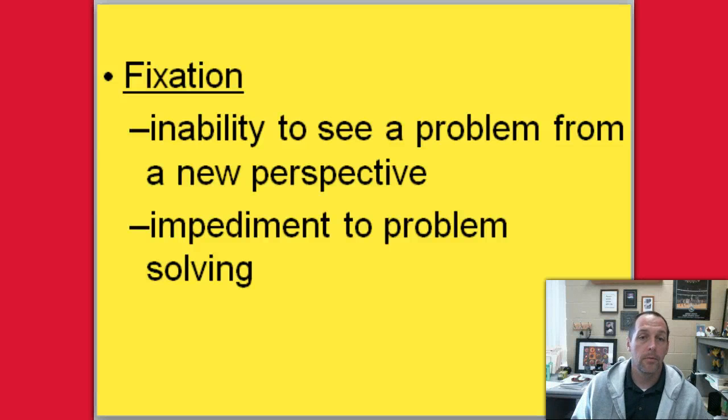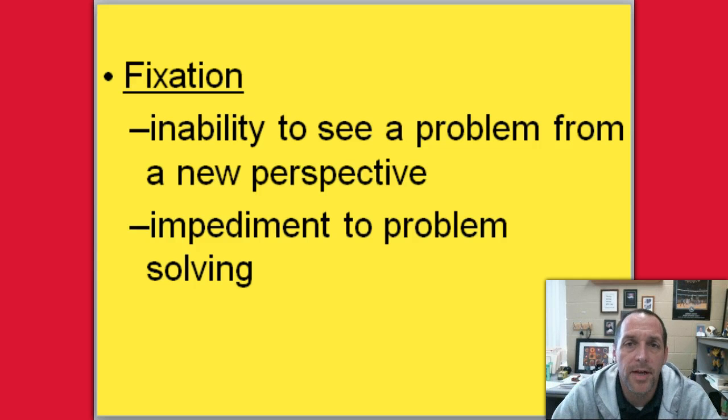Hi, we're now going on with Chapter 10, Thinking and Language, talking about fixation. And here's the definition: inability to see a problem from a new perspective, an impediment to problem solving. So it's more or less being too close to a problem. You are stuck at seeing it one way, and you are unable to take that step back.